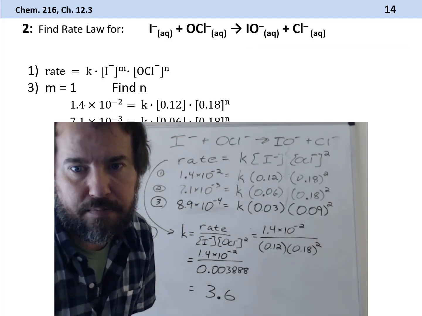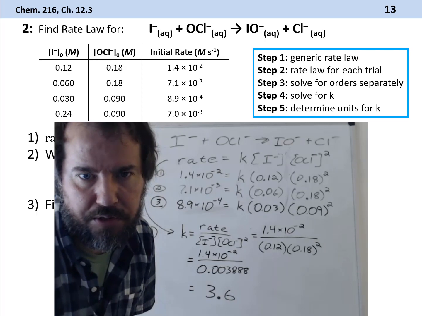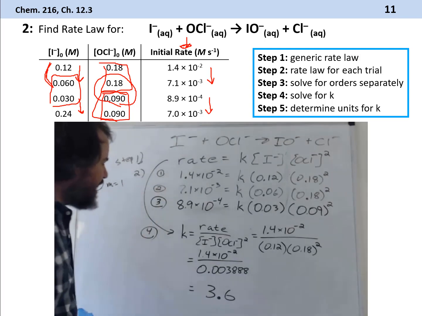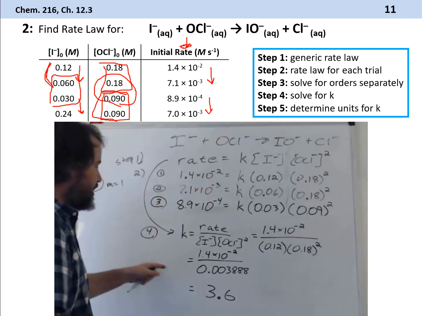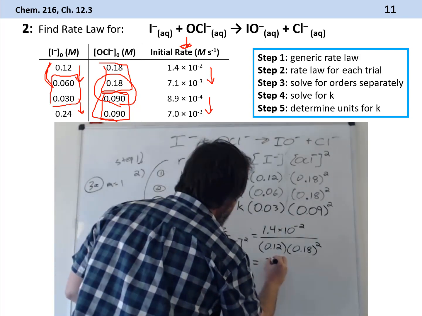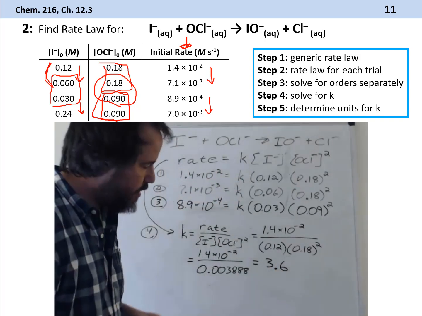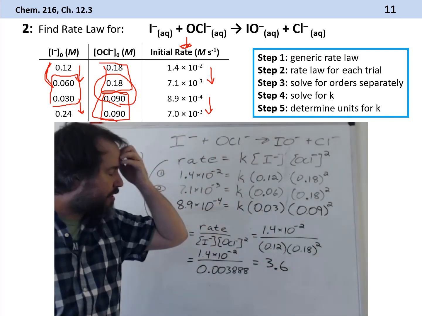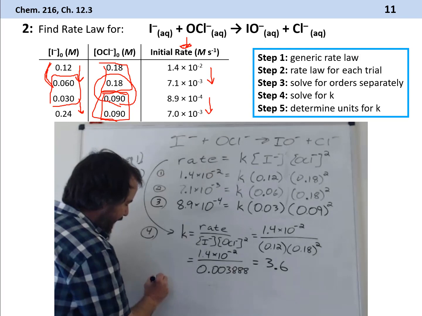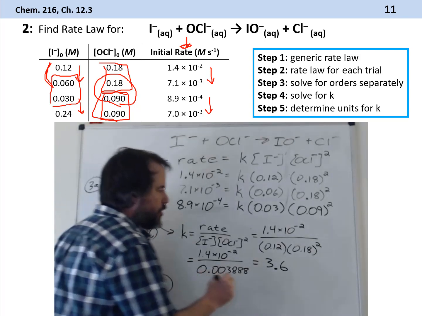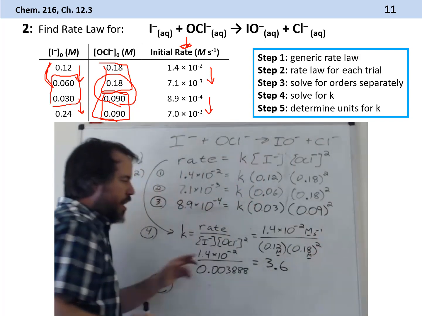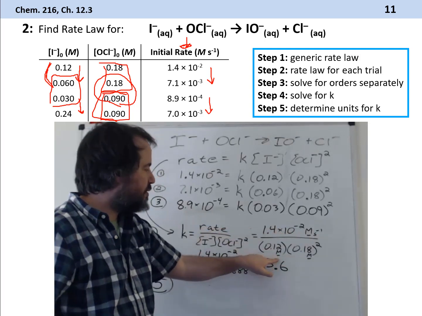All right, now, I was just making sure I did it right. Okay, so that's 3.6. That is my value for k. But step 5 is I need to find the units. Remember at the very beginning I said I'm not going to use units. Now I go back and I say, oh, these do have units. So now my k is equal to 3.6, this is molarity, second minus 1, this is molarity, molarity.